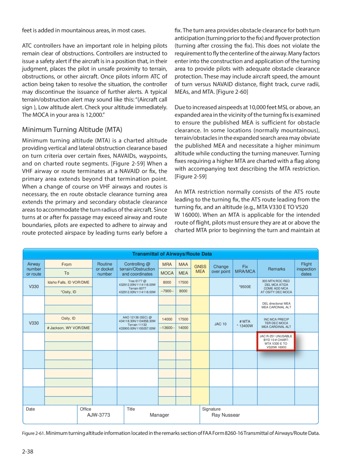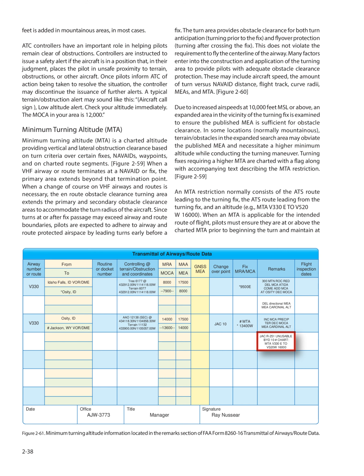Since turns at or after fix passage may exceed airway and route boundaries, pilots are expected to adhere to airway and route protected airspace by leading turns early before a fix. The turn area provides obstacle clearance for both turn anticipation, turning prior to the fix, and flyover protection, turning after crossing the fix. This does not violate the requirement to fly the centerline of the airway. Many factors enter into the construction and application of the turning area to provide pilots with adequate obstacle clearance protection. These may include aircraft speed, the amount of turn versus NAVAID distance, flight track, curve radii, MEAs, and MTA.